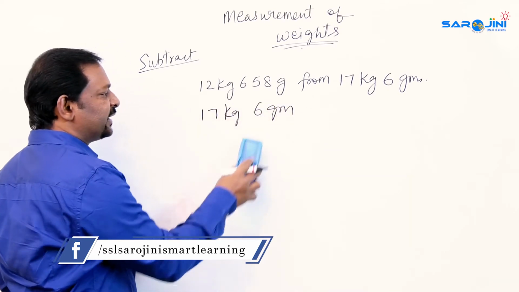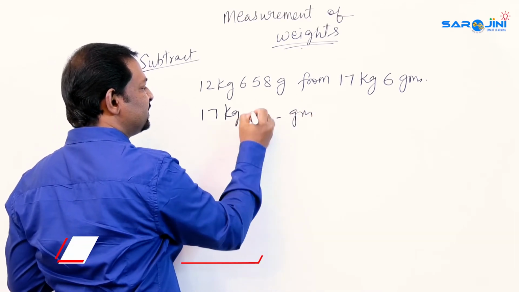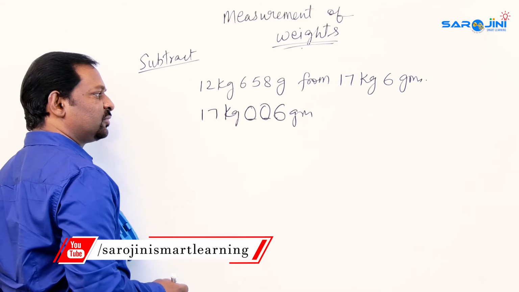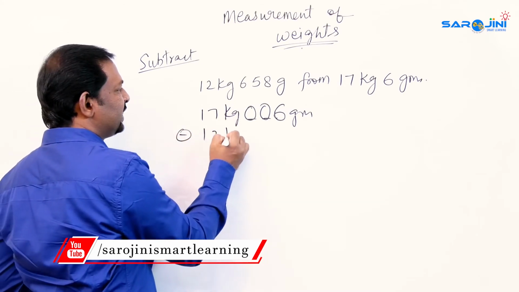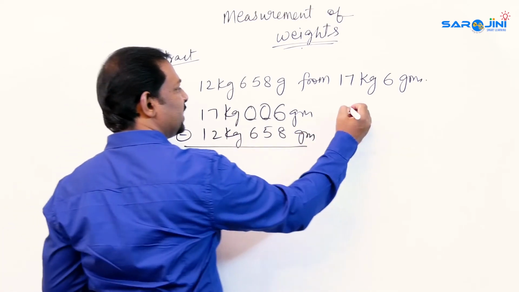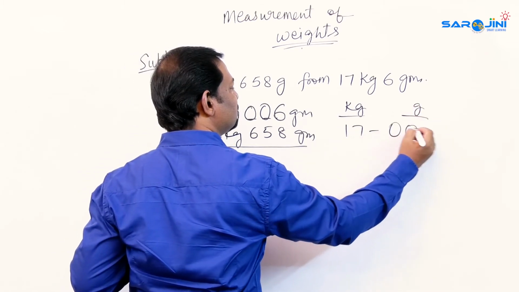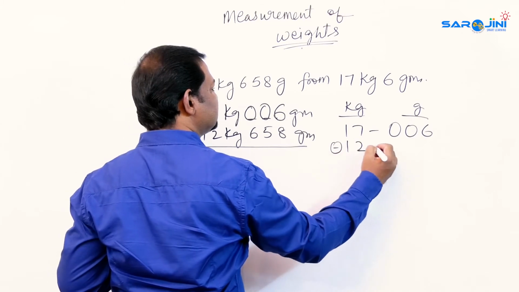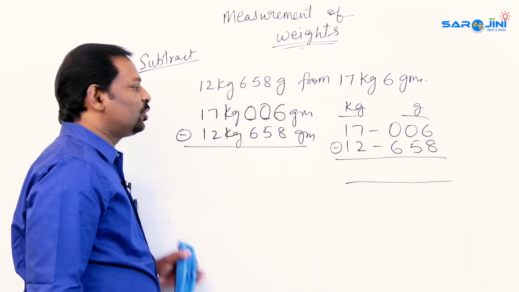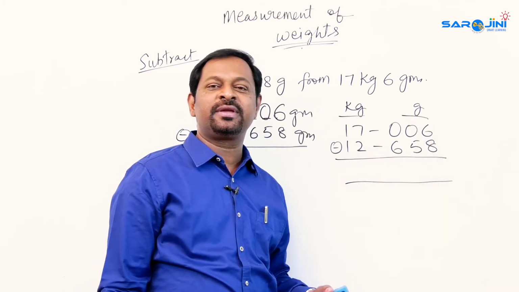What I told, whenever you get a single digit, you must write in the 1000 format for grams. That means it is 006 grams. This is the way you are going to write. Minus 12 kg 658 grams. Now as you check the second method, kilograms and grams. So this is 17 kg 006 minus 12 kg 658 grams. Okay. Now do you think 658 grams can be subtracted from 6 grams? No, we have to borrow.